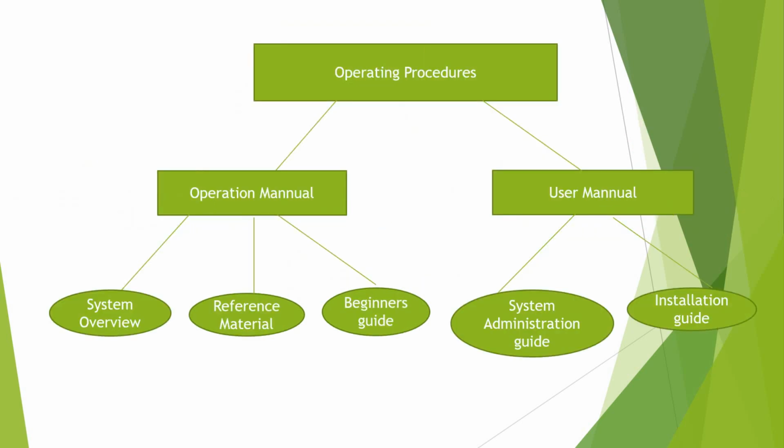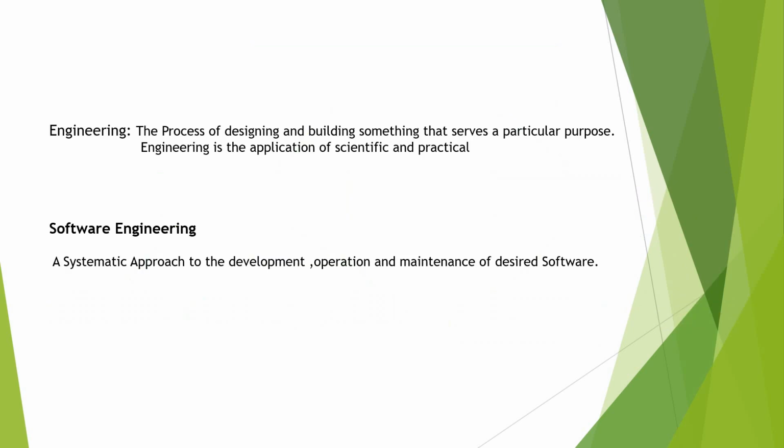The same thing is that operating procedure is also divided into two categories: operational manual and user manual, which operate the systems. Operational manual defines operating system overview, reference material and beginner's guide. And user manual defines system administration guide and installation guide.